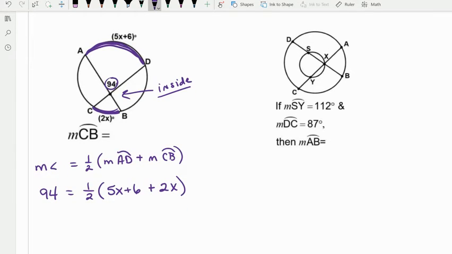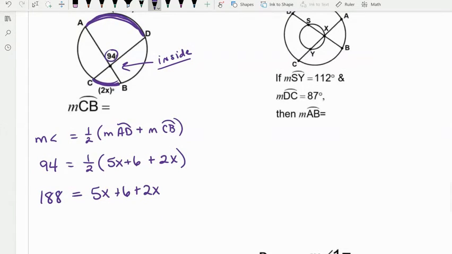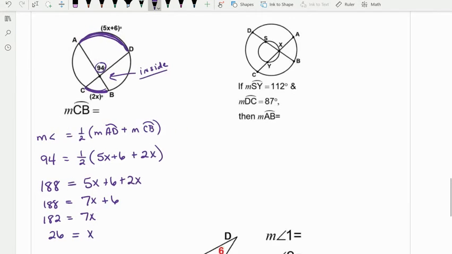I'm going to multiply both sides by 2, so I don't have to deal with the 1/2. So that's 188 equals 5x plus 6 plus 2x. That makes 7x plus 6. And then if we subtract 6, we get 182. And then if we divide by 7, we get x equals 26. Okay, we solved for x.